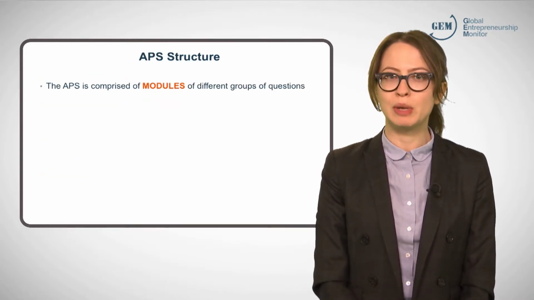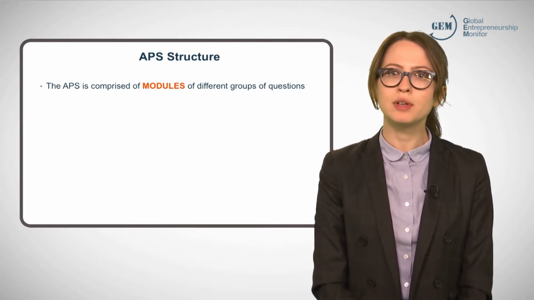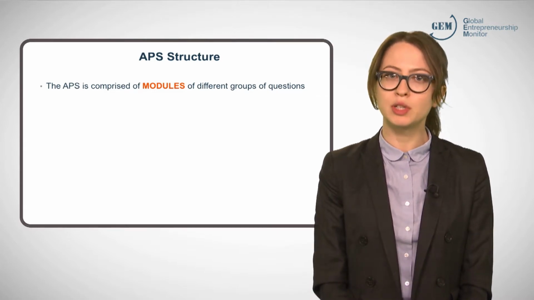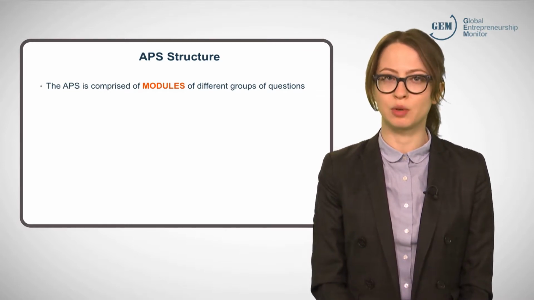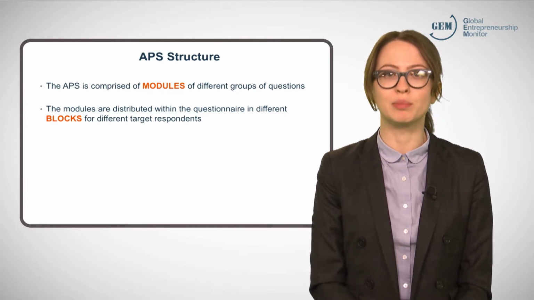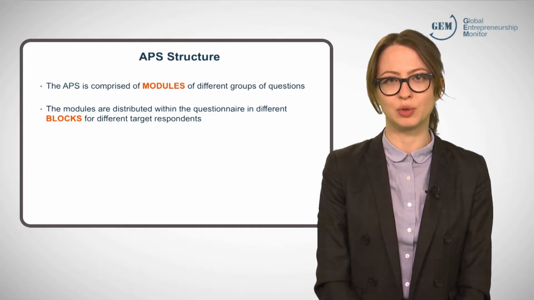The APS has two main structural components, modules and blocks. First, the survey is comprised of a number of different modules. These are groups of questions which differ either because they are optional versus mandatory, or based on the topic of the questions. These modules are then distributed within the questionnaire in different blocks, which are differentiated by the type of respondents the questions are intended for.